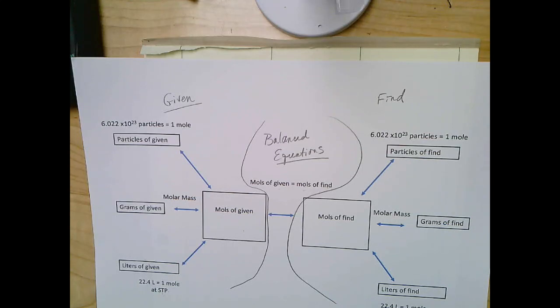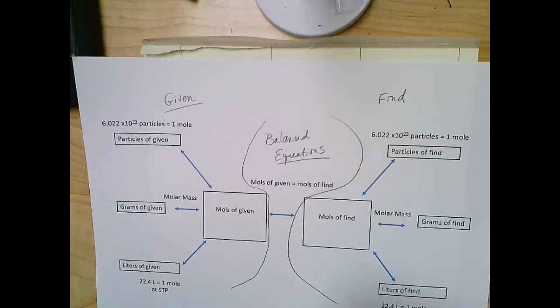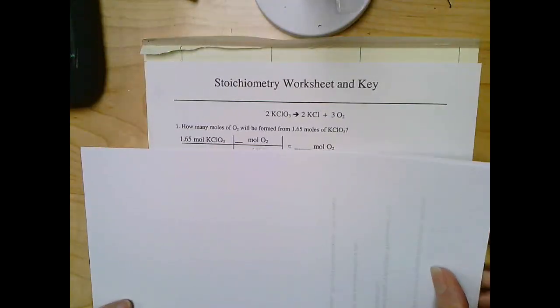So with all that being said, other piece of information you'll need, of course, would be the problems, but you would also need your periodic table in case you're given grams. So let's look at an example problem real quick. And we're going to start here with just something real simple. So here's the balanced equation.